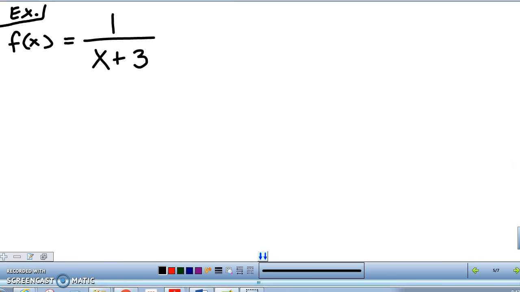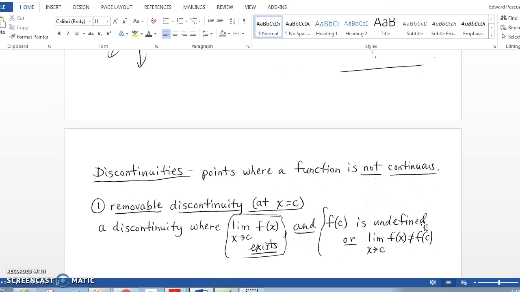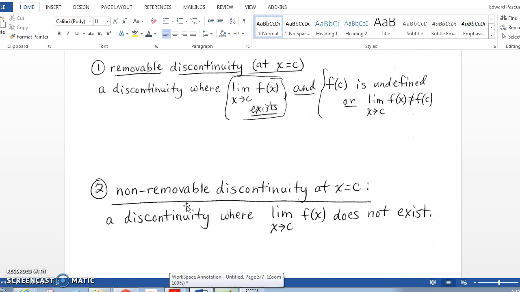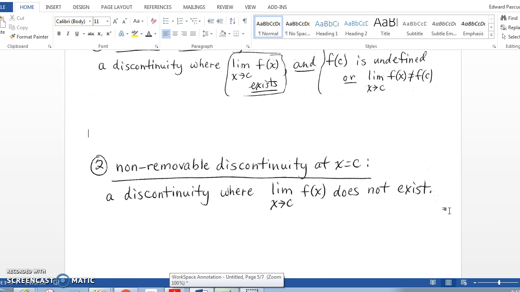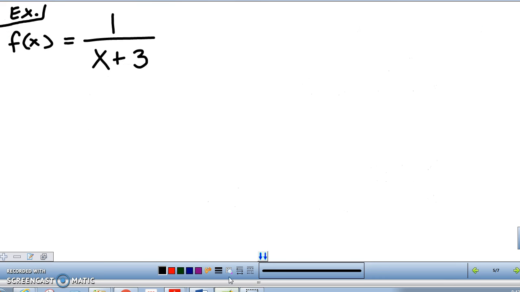Oh, before we do that, add this to your notes. Now there's a case called non-removable discontinuity at x equals c. That's discontinuity where the limit of f of x as x approaches c does not exist. And that's this case here. f of x equals 1 over x plus 3. We know that x cannot be negative 3. We have a vertical asymptote there.